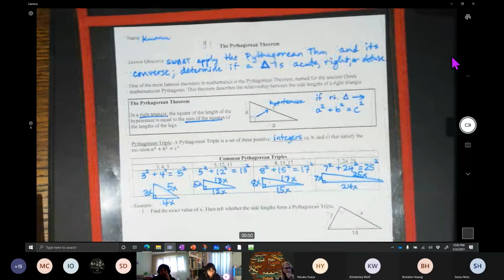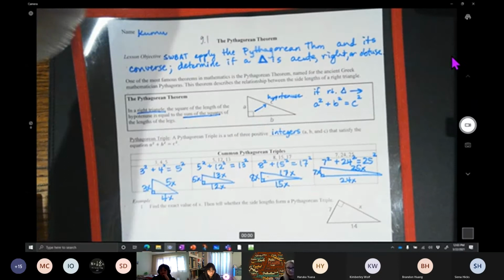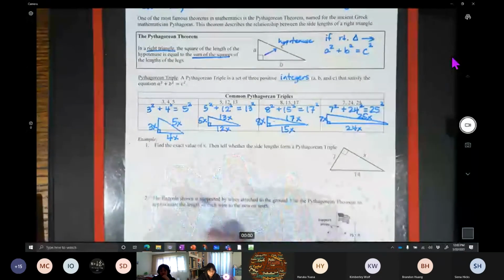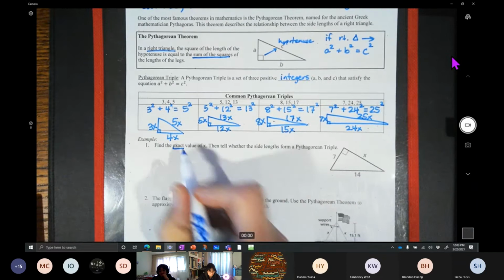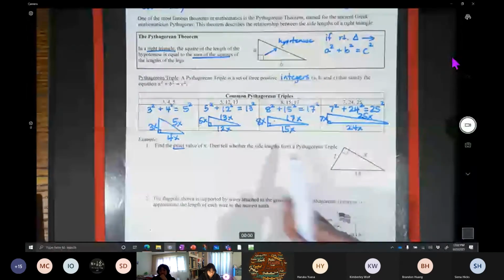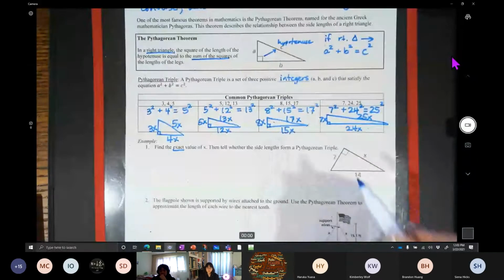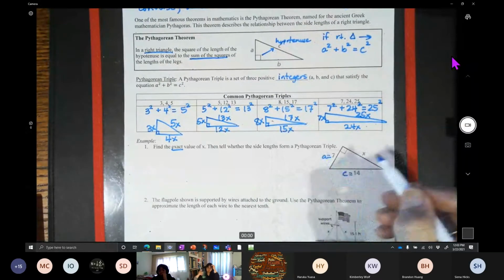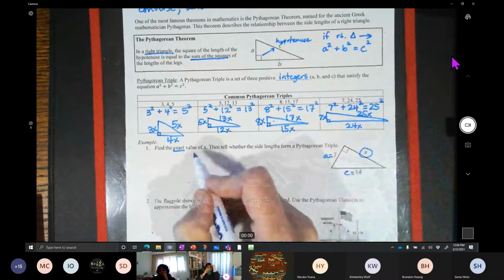It can save you time, which you'll see when you start doing the problems that way. Okay, so I'm going to find the exact value of x using this. In this case, and then I'm going to tell whether the side lengths form a Pythagorean triple. So this is C. This one's either A or B. That doesn't matter. We're solving for x.